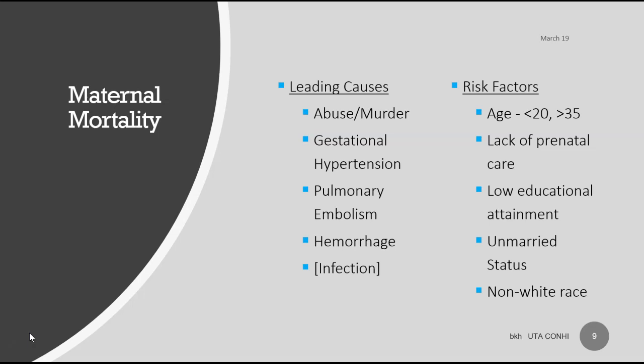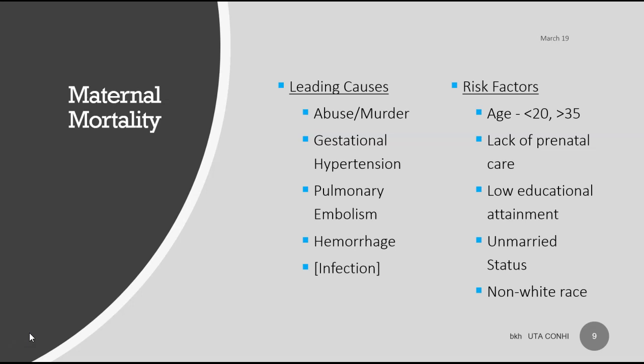They look at specific pregnancy-induced issues. So those leading causes would be any of our hypertension disorders of pregnancy, pulmonary embolism, hemorrhage, or infection. And you see infections in the little brackets here. Part of that is because hemorrhage and infection go back and forth between the fourth and fifth leading cause. It kind of depends on what resource you're looking at as to which way those are listed.